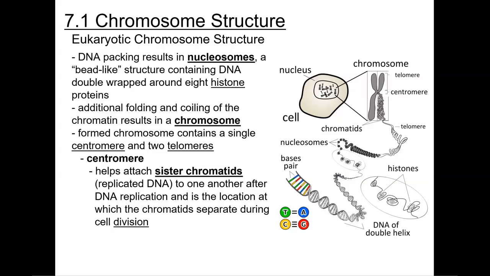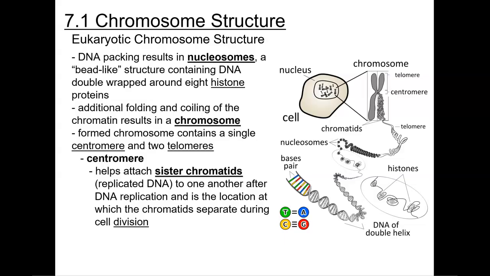Okay. So DNA packing results in what's known as nucleosomes. That's going to be a bead-like structure that's containing DNA that's double wrapped around 8 histone proteins. So that's what you see in that circle where you see histones are pointing at it. Additional folding and coiling of the chromatin is going to result in what we call a chromosome. And so that's that condensed shape or that X shape that we look at, and we just look at and automatically think, hey, there's a chromosome.